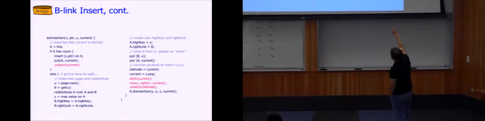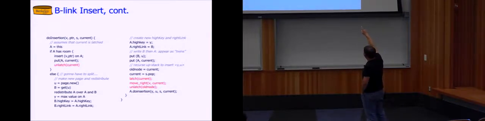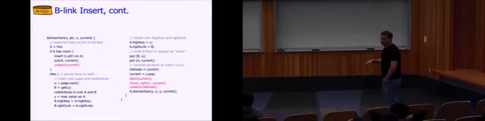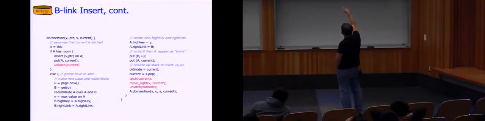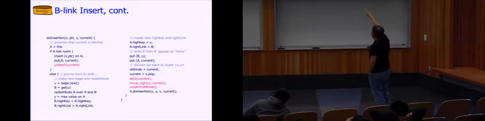Now we got to create the heart and the right pointer, right? So the new high key of A is Y. The new right link of A is B. We can write B into the database, which nobody knows about except us. We can write A into the database, which, by the way, we still have latched. Okay? And then we recurse up the stack to insert Y comma U, which was the heart and the right pointer. All right? And really, old node equals current equals pop, which is that parent.